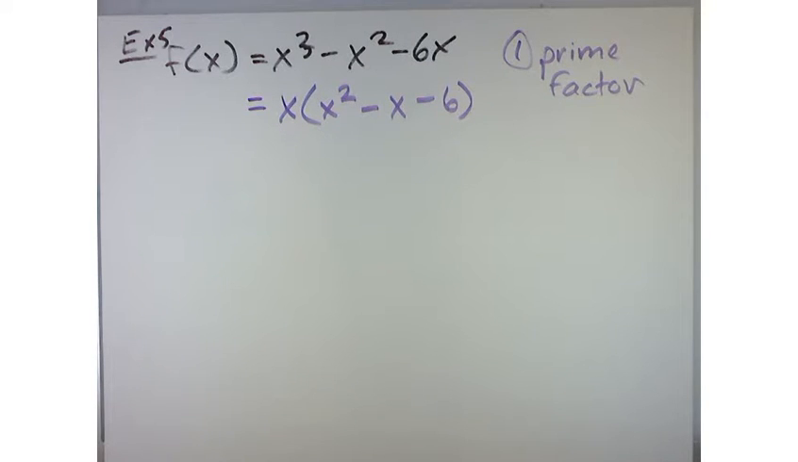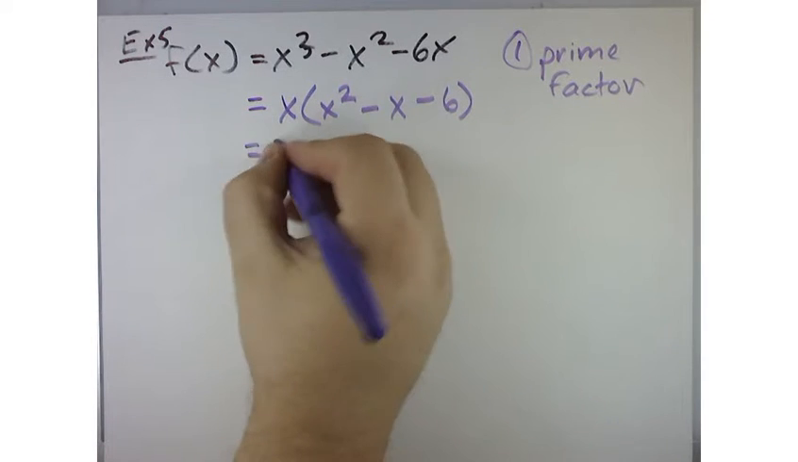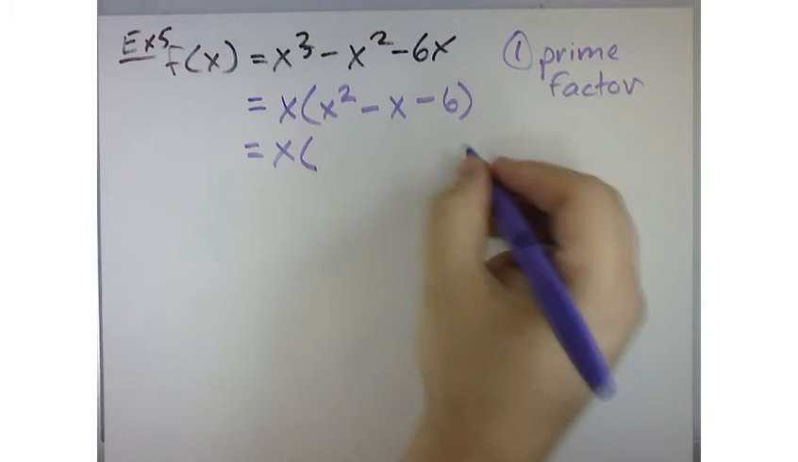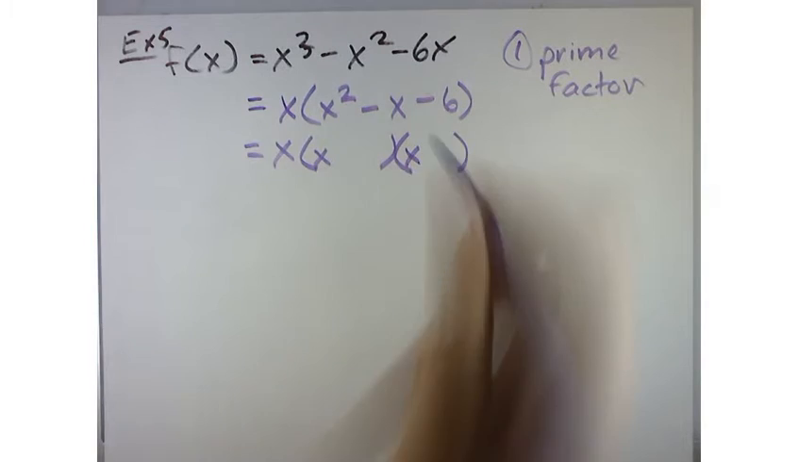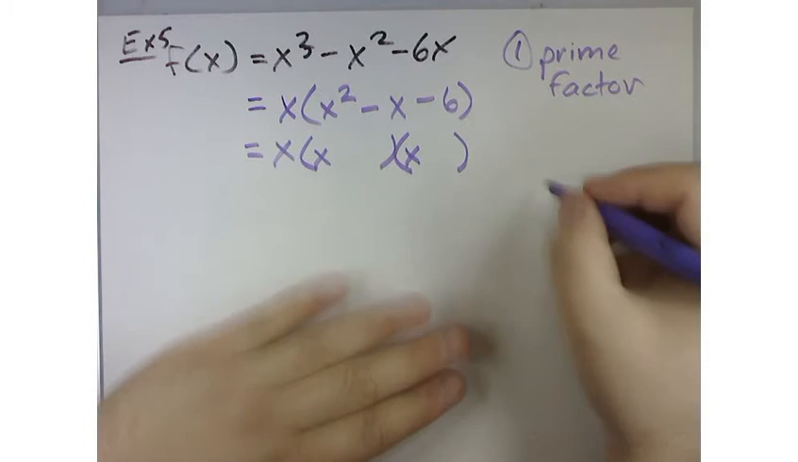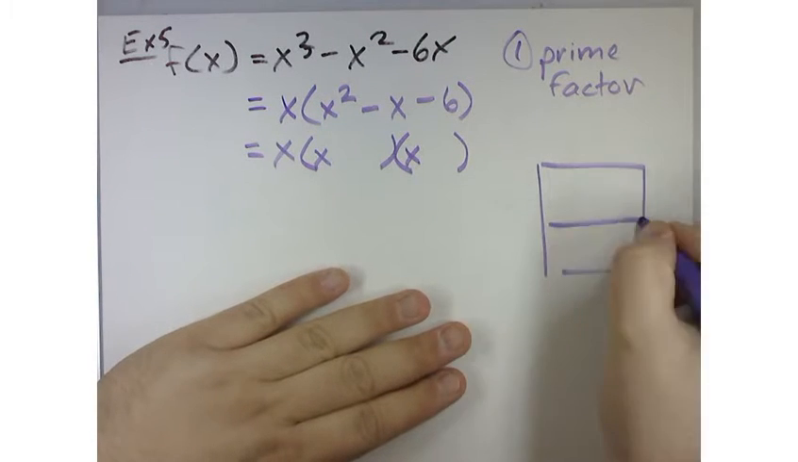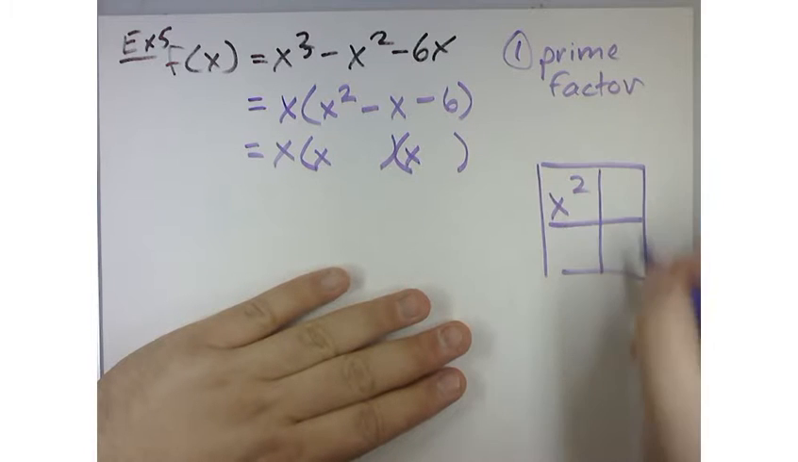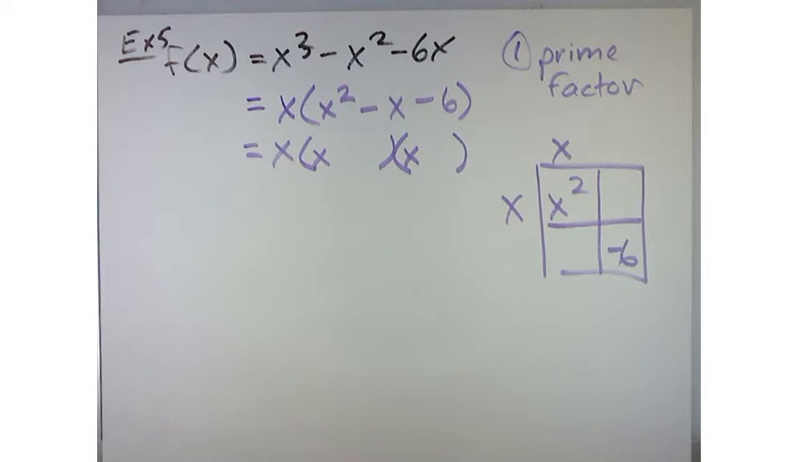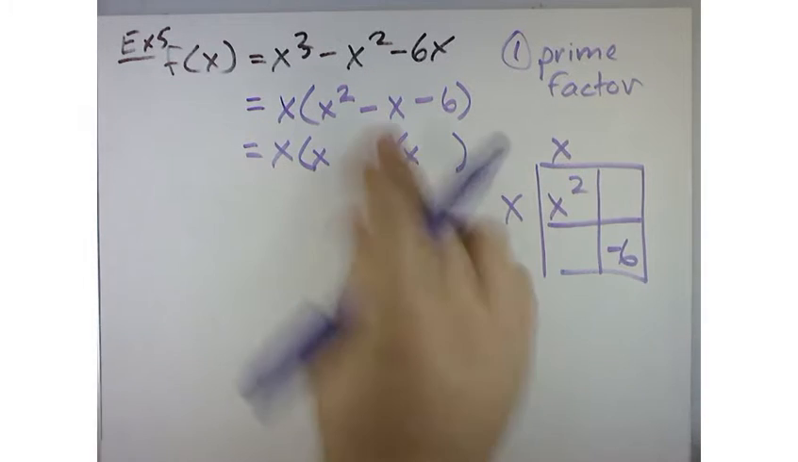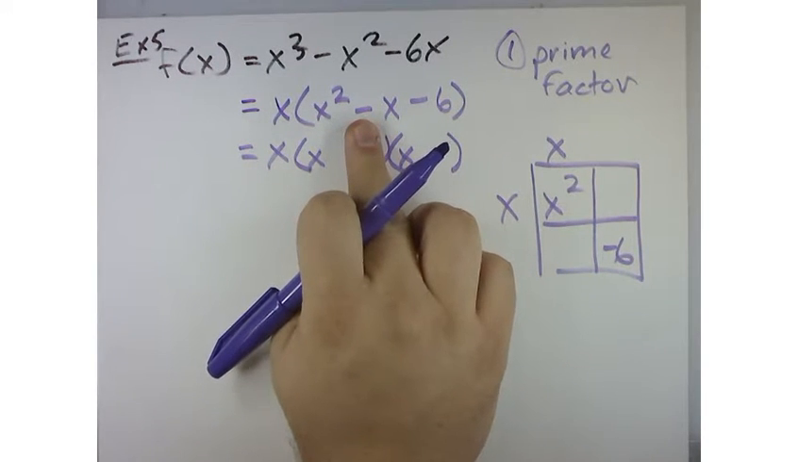Can I factor the quadratic maybe? Yes. How might I do that? Well, quadratics are going to be x plus something times x plus something. So what I need to do is figure out what 2 binomials I multiply that gives me x squared minus x minus 6. Well, x times x gives me x squared. I need to come up with 2 numbers that when I multiply them together I get negative 6, but when I add them up I get negative 1. What are those 2 numbers?